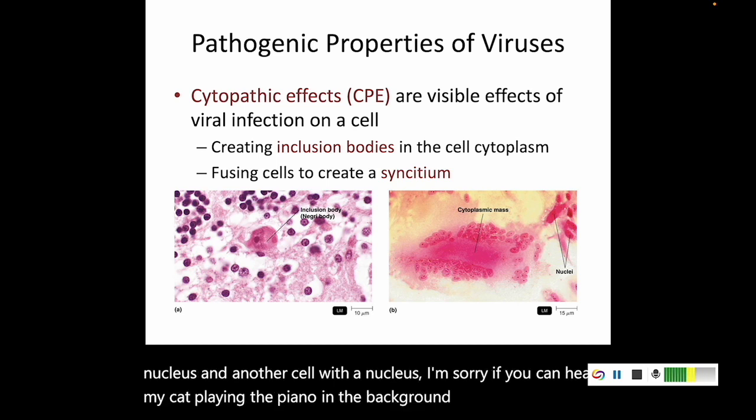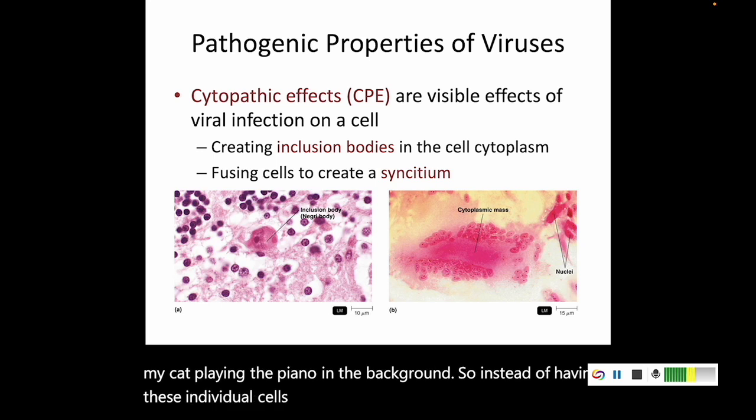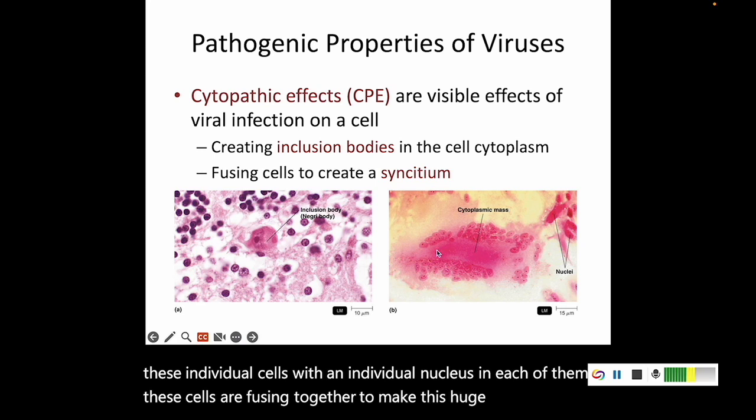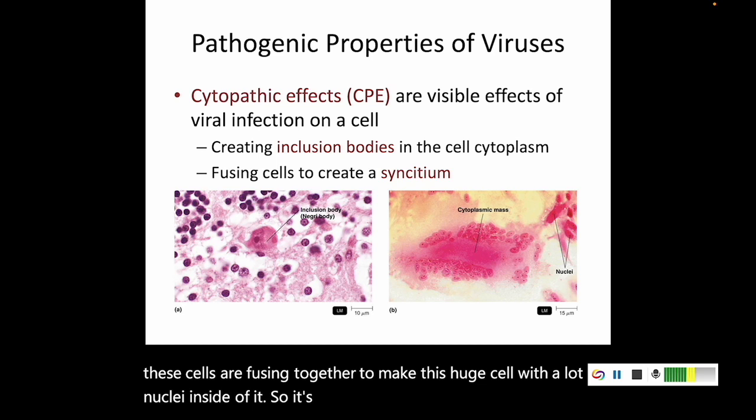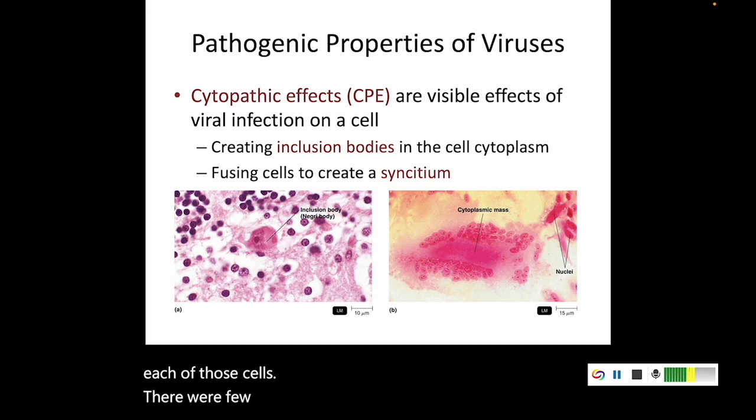So instead of having these individual cells with an individual nucleus in each of them, these cells are fusing together to make this huge cell with a lot of nuclei inside of it. So it's multinucleated. It has a lot of nuclei from each of those cells that were fused together, and it's huge because it's a bunch of cells together.